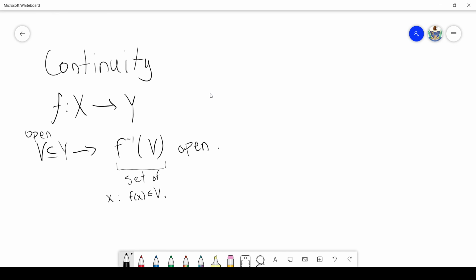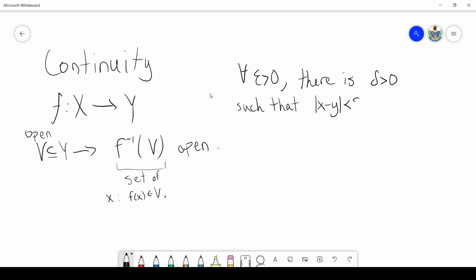However, if you take even just a normal calculus class, you may have seen the epsilon-delta formulation of continuity, which says that for any epsilon greater than 0, there is a delta greater than 0 such that if we take points that are within delta of each other, then their outputs must be within epsilon of each other.